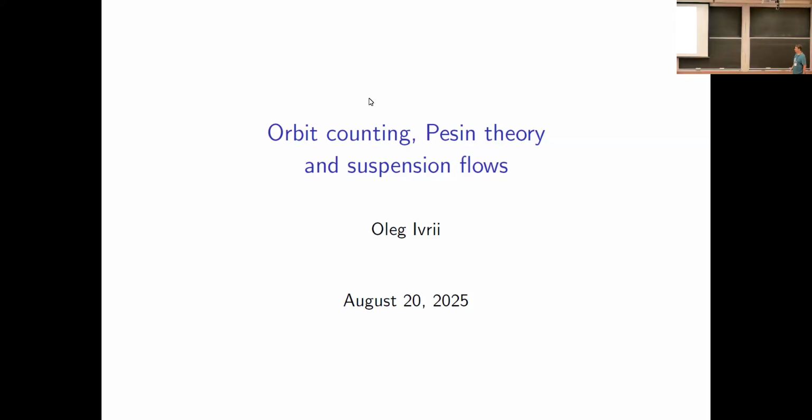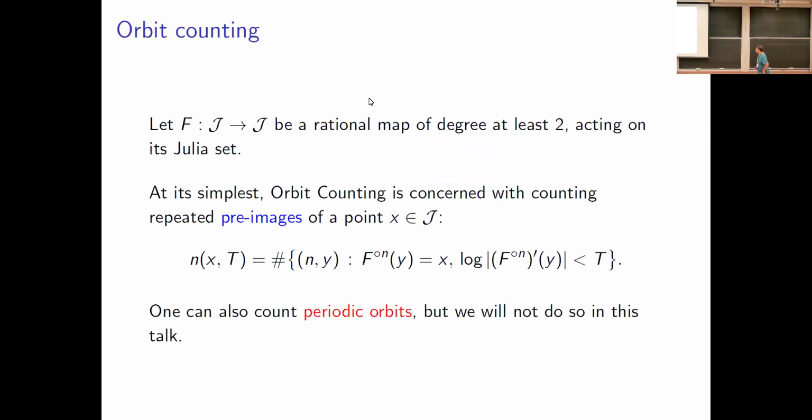In this talk, I'll present an elementary framework for orbit counting, which has the advantage that it requires only the minimal regularity hypothesis on the dynamical system. In this talk, for concreteness, I'll focus on rational maps, but the ideas are valid for general conformal dynamical systems. So let F be a rational map acting on its Julia set.